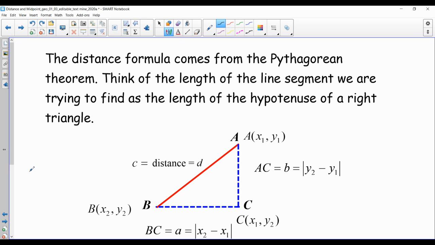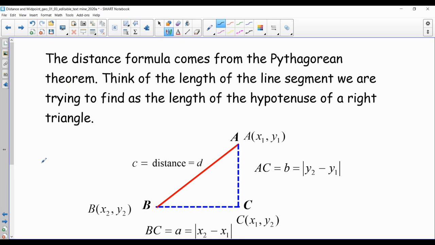The distance formula comes from the Pythagorean theorem. Think of the length of the line segment we're trying to find as the length of the hypotenuse of a right triangle. We have to think of it that way. So if I want the distance of AB, I want the distance in the coordinate plane. Now, I didn't put a plane in here. We will eventually put a coordinate plane, the x and y axis. We'll have a point and we're going to find the distance. That was a horrible line, but you get the idea.